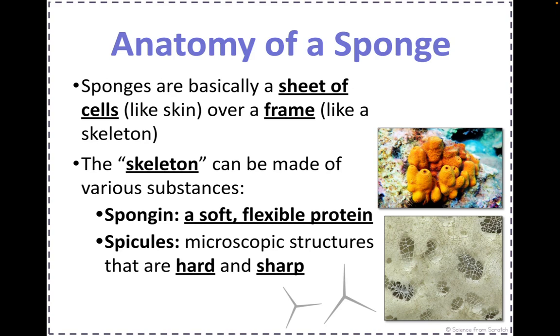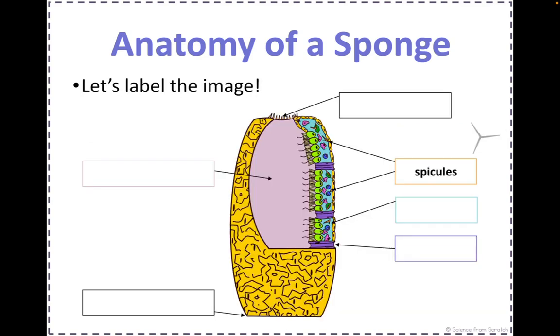The spicules are microscopic structures that are hard and sharp. So these are more glass-like. They can be made out of silica or calcium carbonate, and they also come in a variety of unique shapes. On the bottom of that page of your notes that says anatomy of a sponge, we're going to go through and add these. First one was spicules. Remember, those are hard and sharp, more glass-like. They're colored orange in this picture. So go ahead and make sure you add that label for spicules.